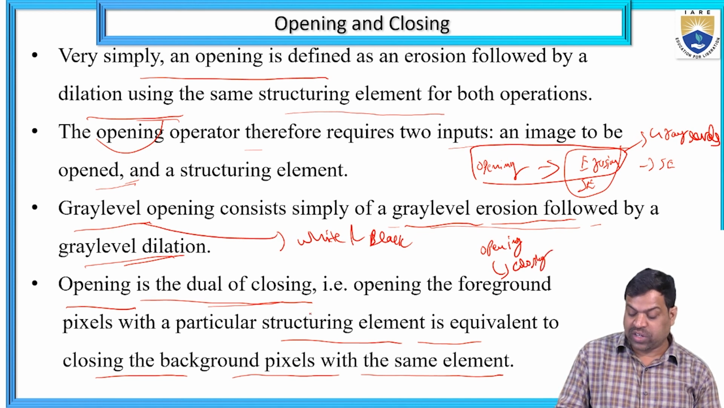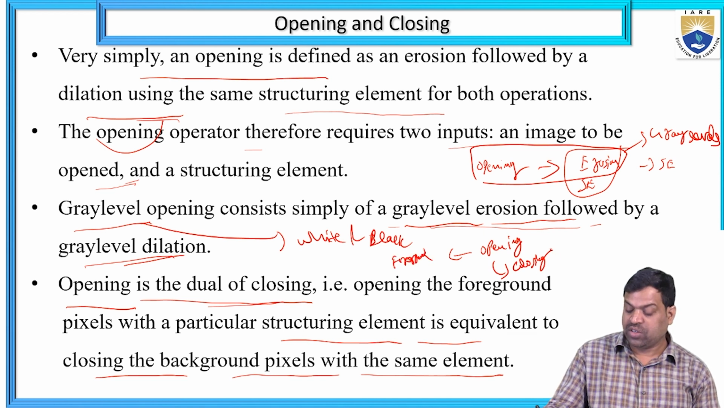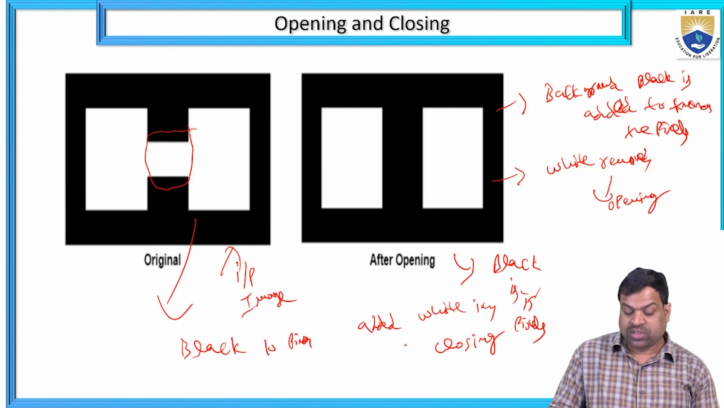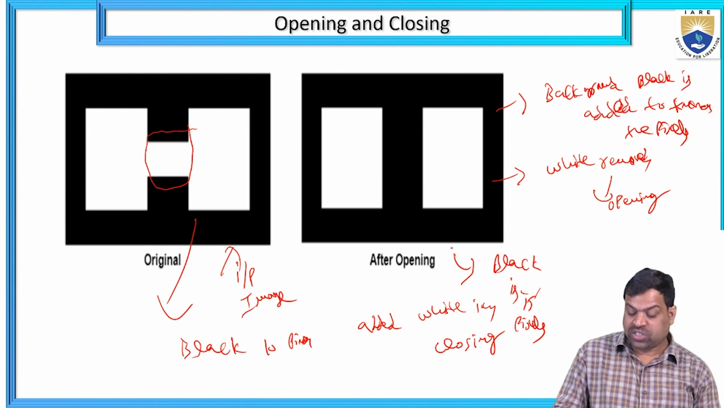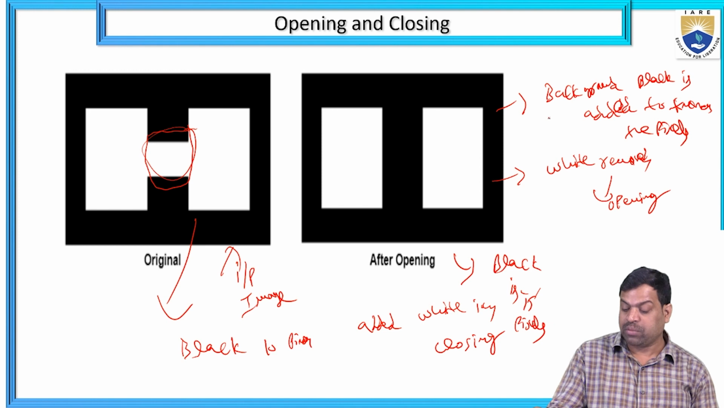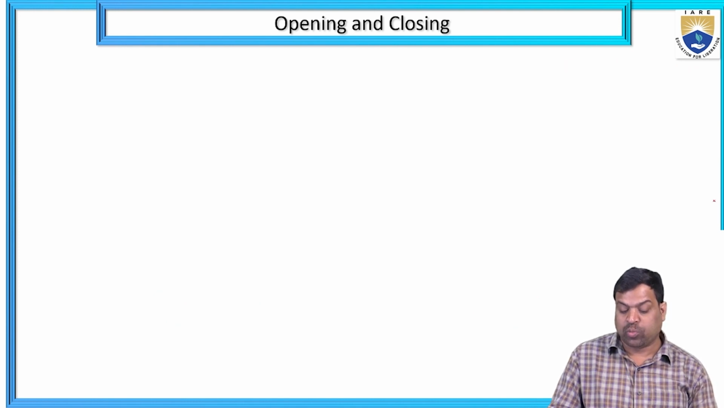So the opening is a foreground pixel and the closing is a background pixel. So here is the original image after the opening. Opening means removing the white background; black is added and white is removed. That is the opening.